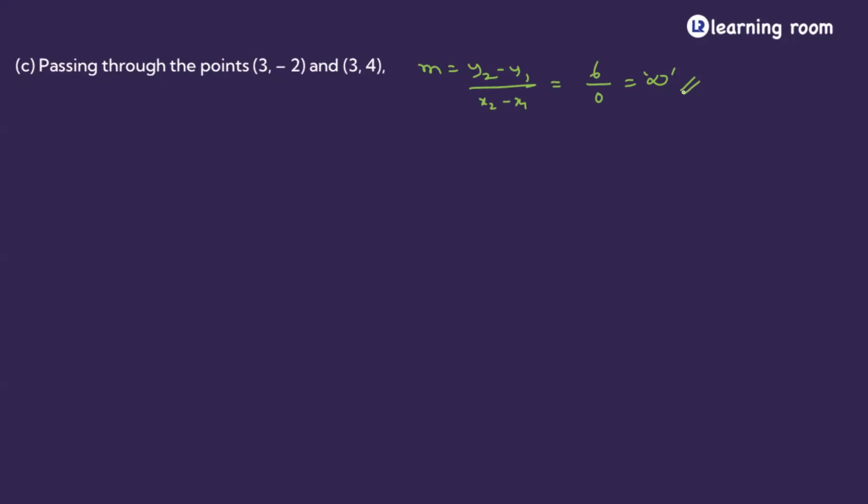See, had it been the y-axis, I'll tell you how the points would have been. Had it been the y-axis, the points would have been 0, -2 and 0, 4. Means the x-coordinate would have been 0. If the x-coordinate is not 0, but you're getting the slope as infinity, it means it is a line parallel to the y-axis. Am I clear with that?